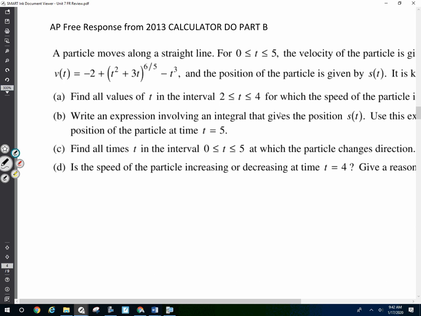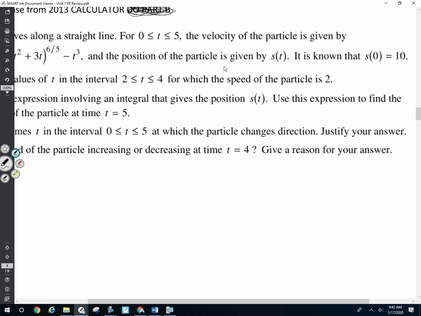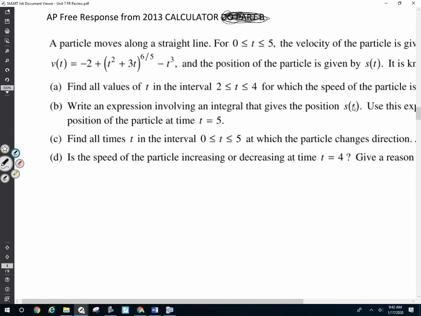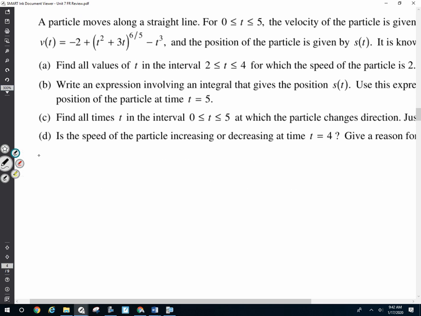Next problem. Another calculator problem. Don't just do part B, do all the parts. I was just copying this from your homework. Here's the velocity. It's known the initial position. If you're not comfortable with S, use X. What is the speed of the particle at 2? Speed is the absolute value of velocity, so when velocity is positive 2 or negative 2.